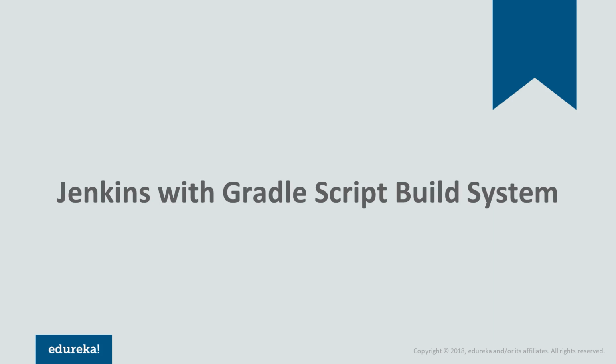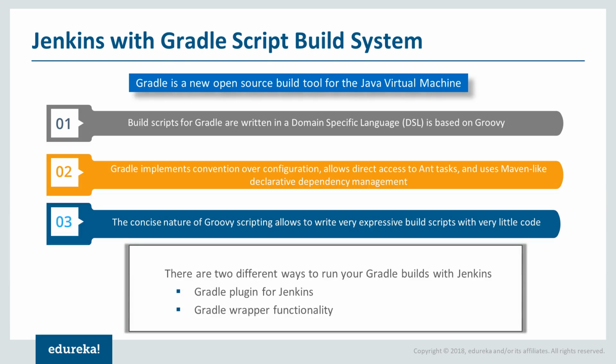Now let's take a look at some of the ways we build our Java-based code base through Jenkins. The first way is Jenkins with the Gradle script build system. Now Gradle is an open source build tool for the Java virtual machine. It's a counterpart for, let's say, Maven or Ant. Build scripts for Gradle are written in a domain-specific language, and it is based on Groovy. Groovy, as you know, is the language for Jenkins as well. When you work with Jenkins pipeline, you can use Groovy scripts to define your stages and builds, etc.